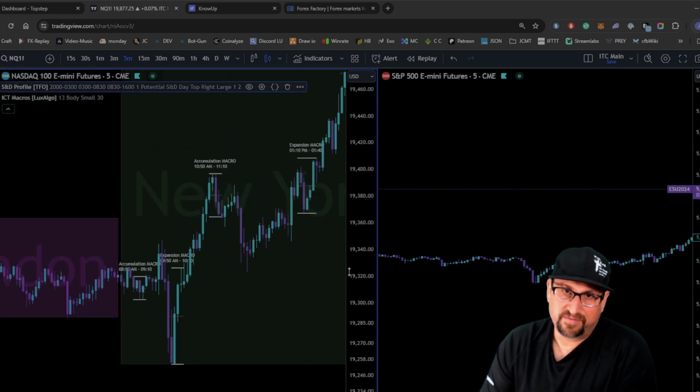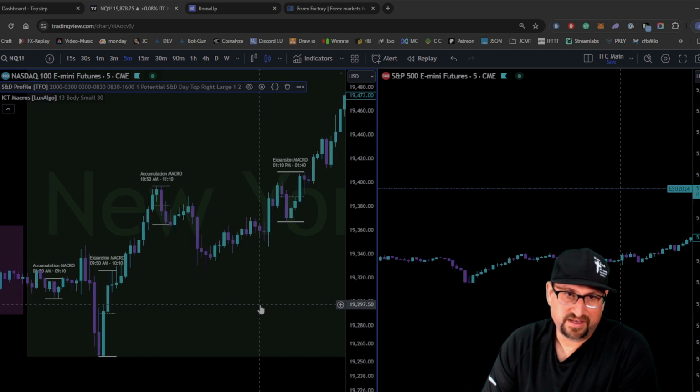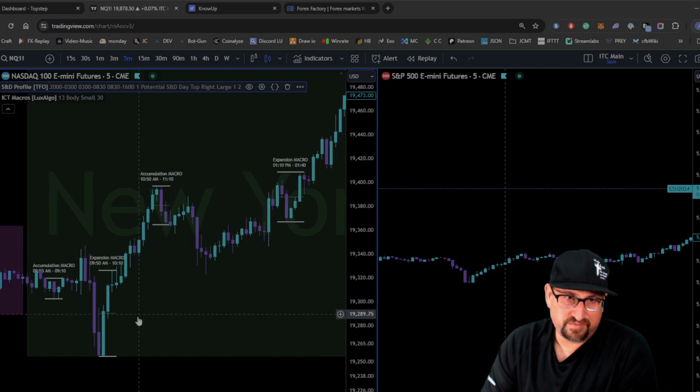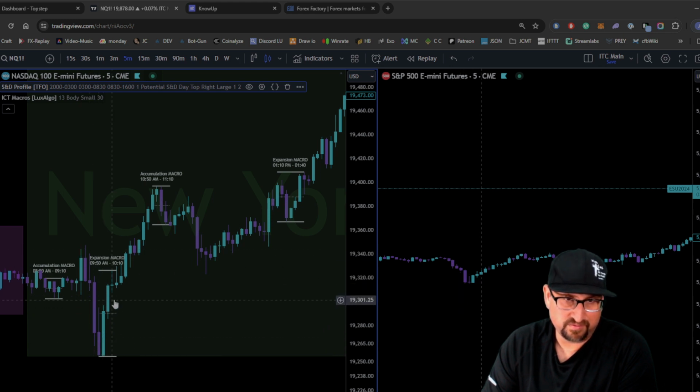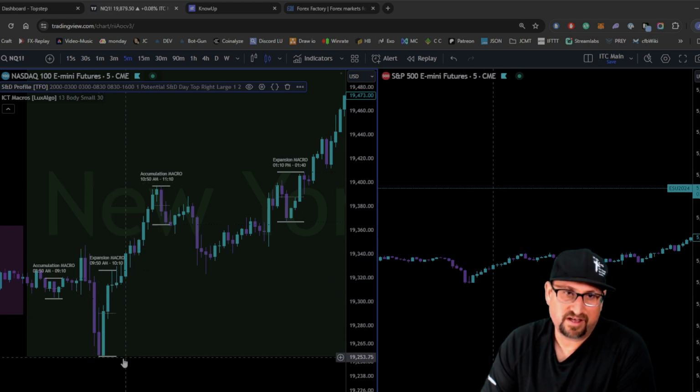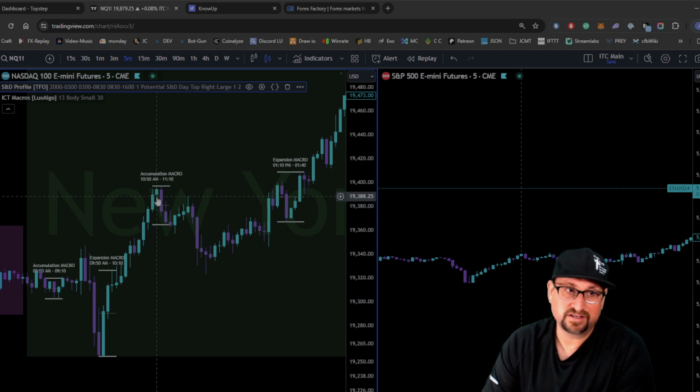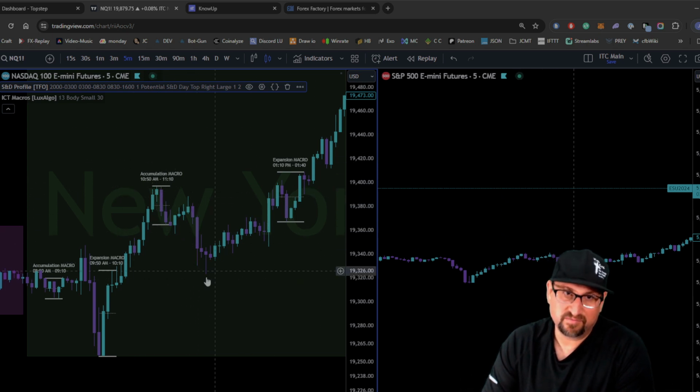So that was just a little example. Okay. Another one would be during the macro here, we get this push down, and during a macro, boom, boom, we're pushing up now. So I might be considering this day being bullish after we get more of a pullback into, and then start looking for continuation.